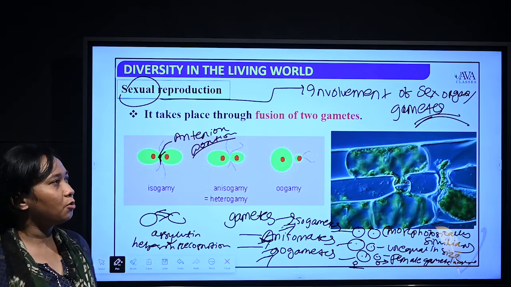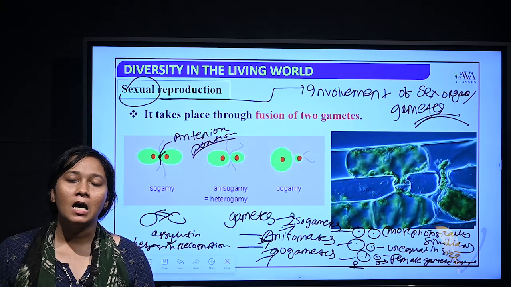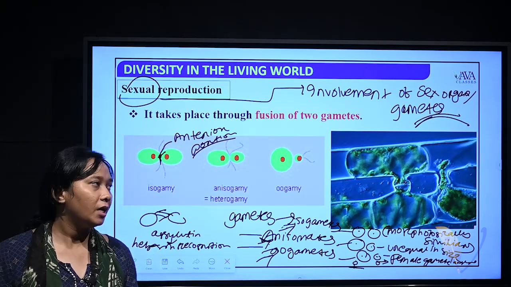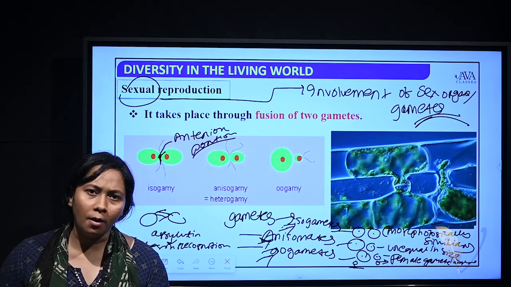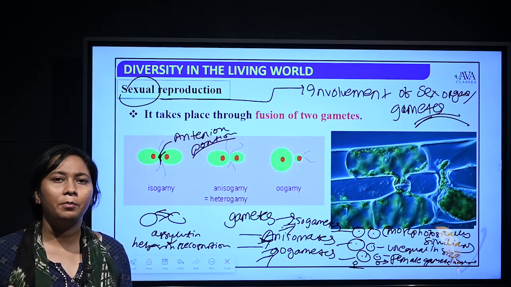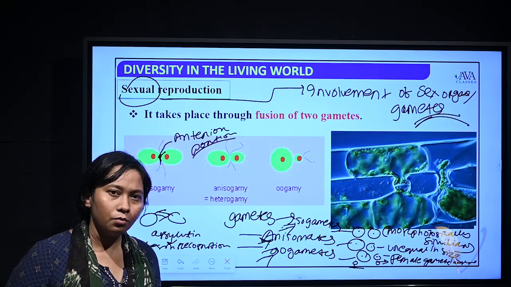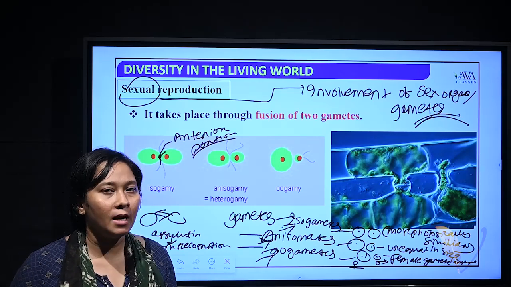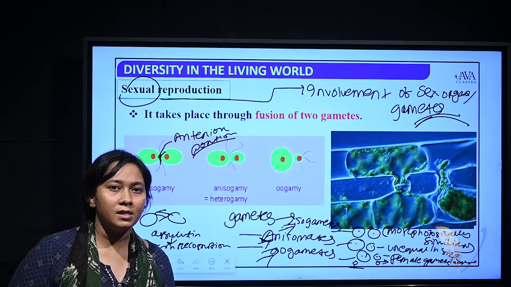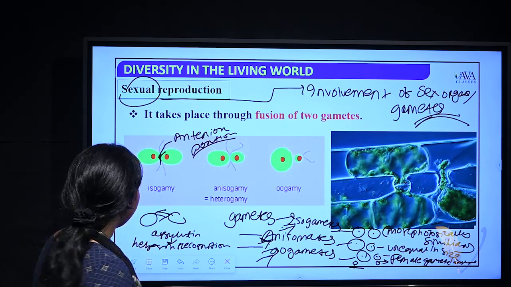So by this process, sexual reproduction is carried out by the fusion of two gametes, giving rise to a zygote. The zygote, from the diploid stage, undergoes meiosis, and after meiosis it gives rise to four haploid gametes, which again give rise to the initial plant. In algae, most of the life is in the haploid form, so algae follow the haplontic type of life cycle.